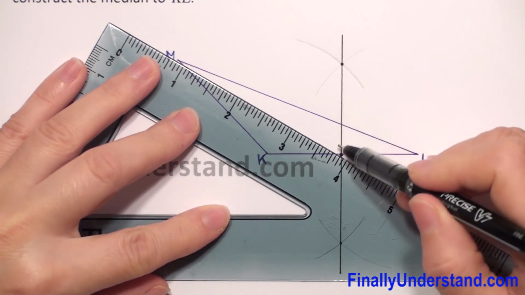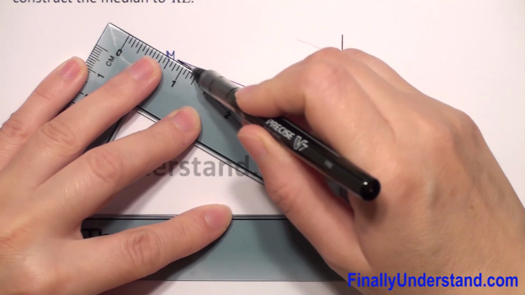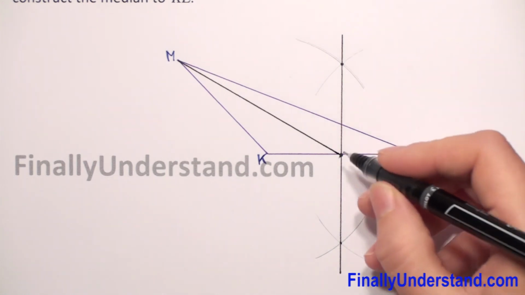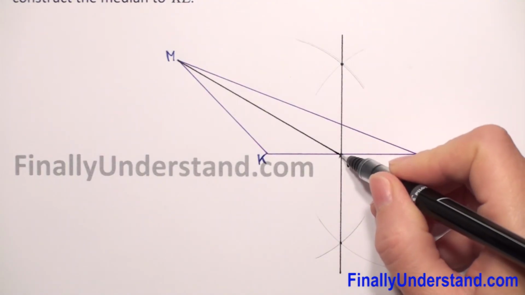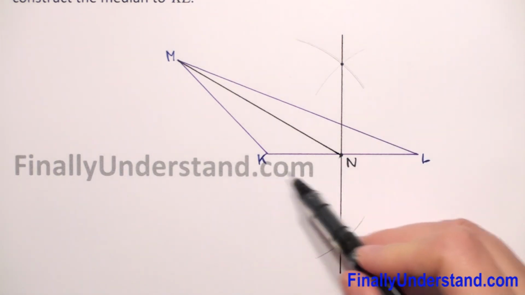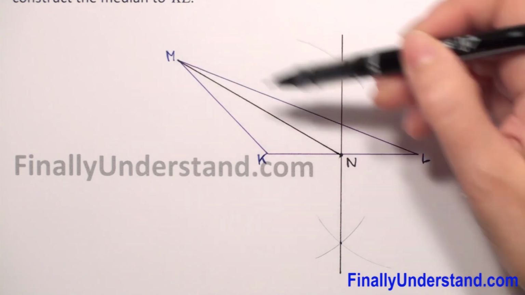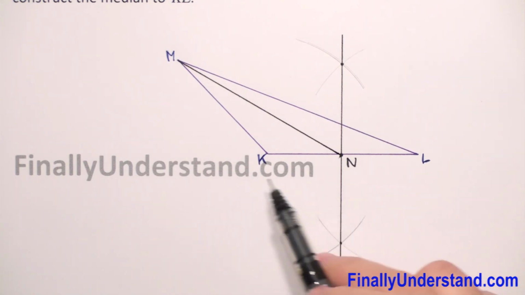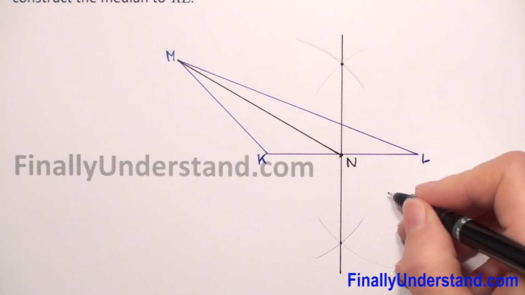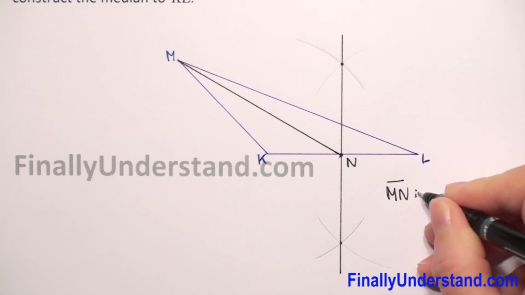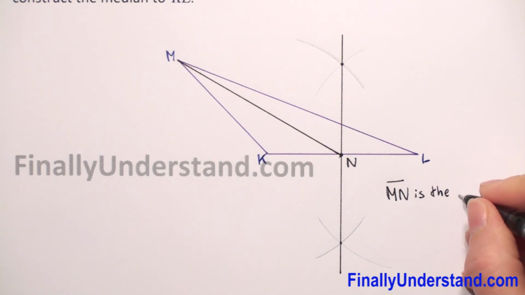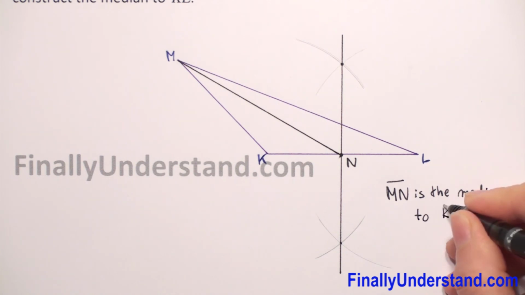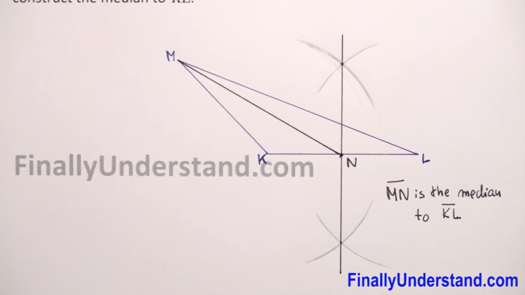We have to use ruler. And if we place N point at the end, N is the midpoint on segment KL, the segment MN is the median to segment KL. To KL segment. This is my solution.